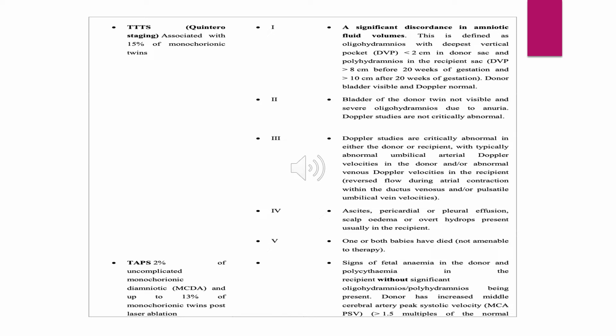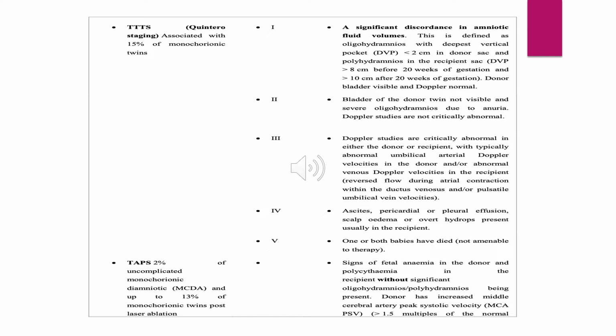The second complication is twin anemia polycythemia sequence, which complicates about 2% of monochorionic diamniotic pregnancies and up to 13% in twins who have had fetoscopic laser ablation for twin-twin transfusion syndrome. In twin anemia polycythemia sequence, there is a difference in hemoglobin concentration between both twins, in which the donor twin is anemic and the recipient is polycythemic.